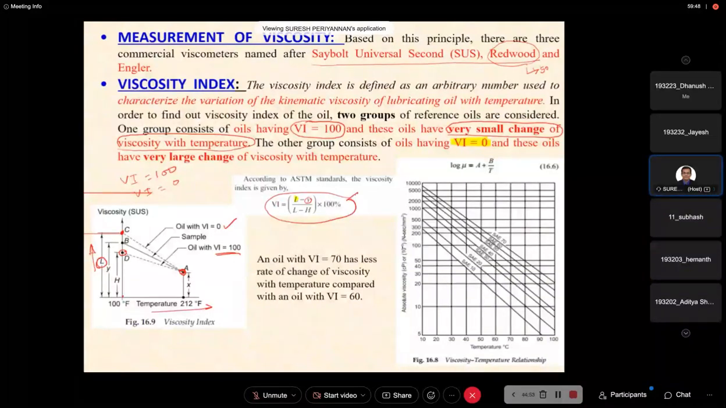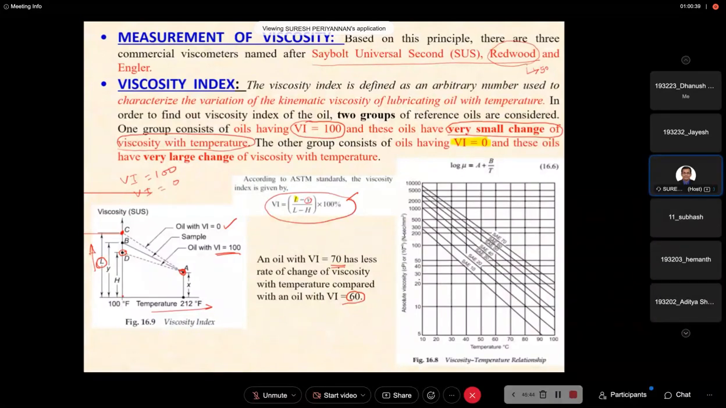We are going to use this similar formula in this problem, so just keep this formula in your mind. Later, you can understand when we discuss the problem. For an oil with viscosity index 70, there is a lower rate of change of viscosity with temperature as compared to an oil with 60. So viscosity index 60 has more change in viscosity in 1 degree itself, and 70 has less change in viscosity for a 1 degree temperature difference. With a high viscosity index, the change in viscosity is less, but with a low viscosity index, the change in viscosity will be more.